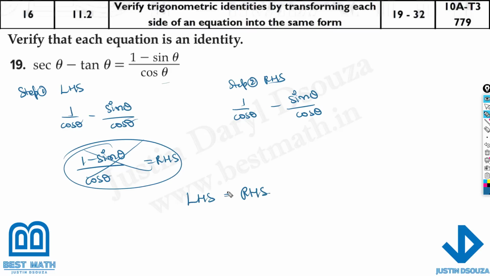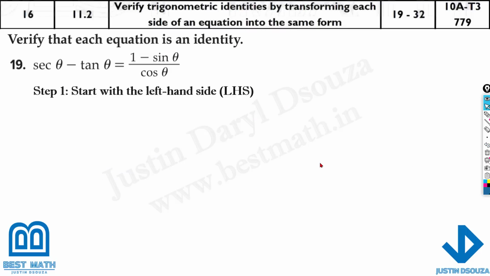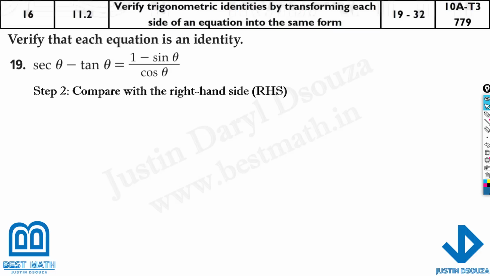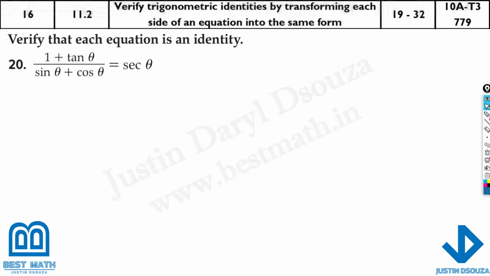Step 3 would be to compare both the sides. Okay, step 3 is compare LHS and RHS. Hence, it is an identity. The equation is an identity. That's it. This is a simple one. Let's go to more complicated ones. Here the step-by-step solution is also there. You can refer to it later.